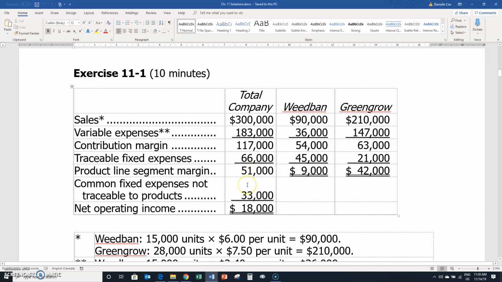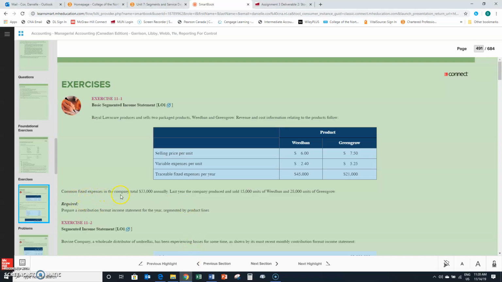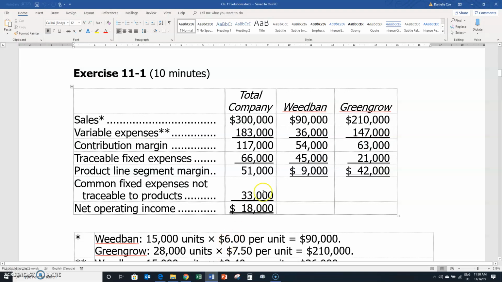Then we have to deduct our common fixed expenses, and they're told directly in the question that they are $33,000 annually. But common just gets deducted from the company, not from each product line. They're not traceable to a product line. They're just overall for the whole company. And then once you deduct your common fixed expenses, you get your net operating income.